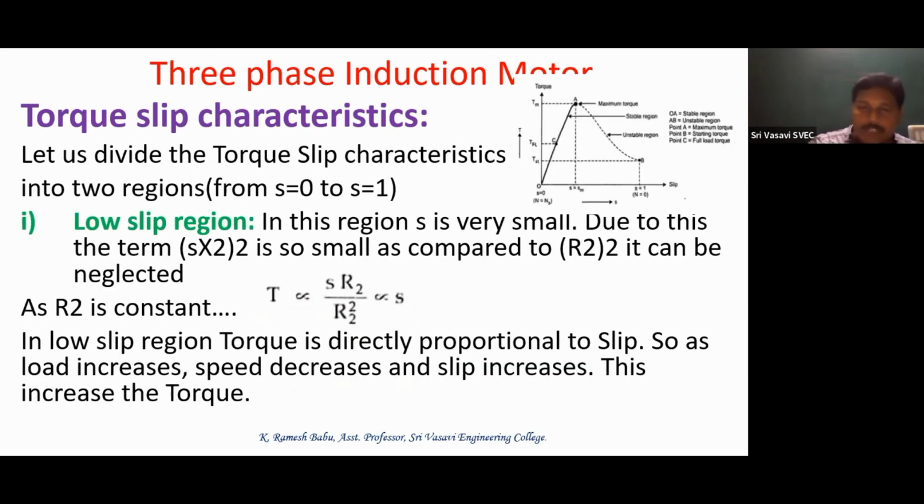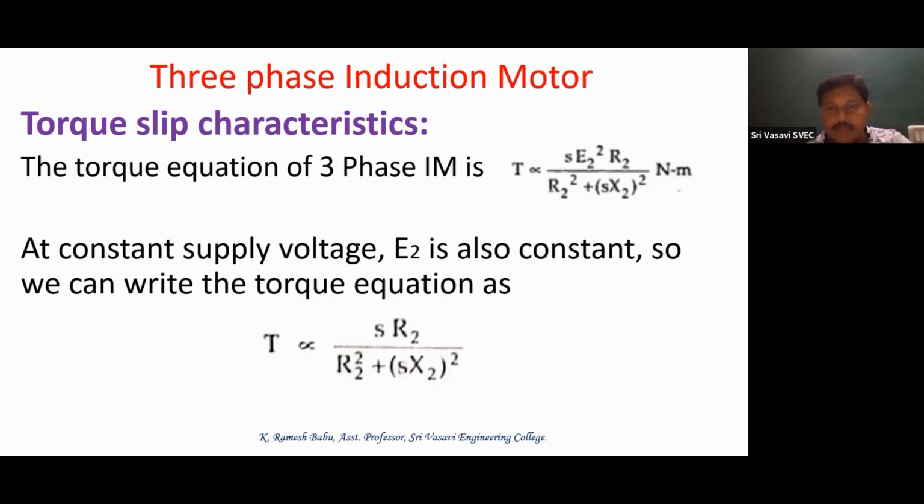In the low slip region, as the name itself says, the slip is very, very low. So in the denominator of the equation T directly proportional to sR2 by R2 square plus sX2 whole square, the term sX2 whole square is very, very low as compared to the R2 square. Why? Because in the low slip region, the slip is very, very low. So the term sX2 whole square is neglected in this torque equation. Therefore, T is directly proportional to sR2 by R2 square.